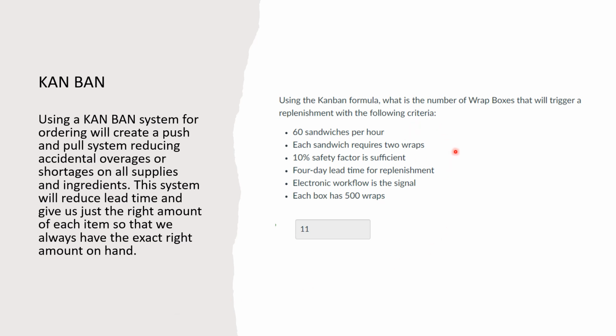This example is to look at wrap boxes, and this is the equation to figure out how many we need. So we came up with 11. We need 11 on hand in this scenario to make sure that we're always having the right amount and we're not running out. We're always using it. We don't have too much, not too little.